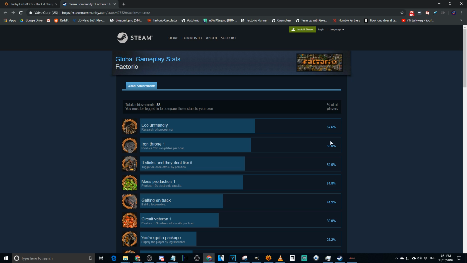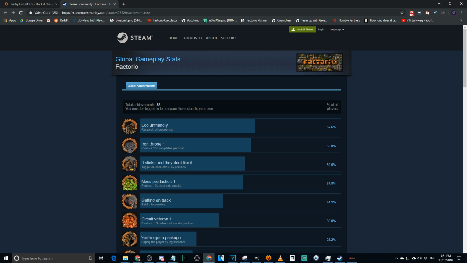that far. The other achievement that's right under oil processing is 20,000 iron plate per hour, which is really not hard. It is not difficult to do. That one's mainly just time, more than anything else. I mean, you just got to play it. For most maps, you got to play it for an hour to get there.